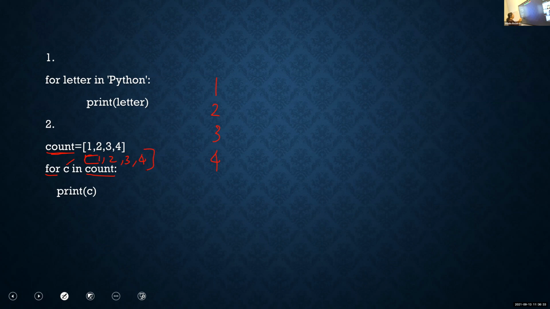So after the first iteration, print C means the first content, which is 1. 1 is assigned to C and it is printed. Then in the next iteration, 2 is assigned to C, it is printed. After that, 3 is assigned to C, it is printed. After that, 4 is assigned to C. Then all the values are printed, then it will stop the program.